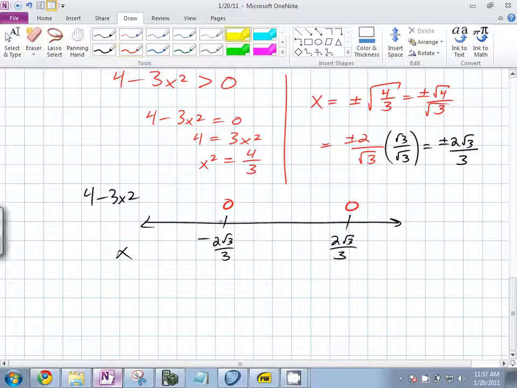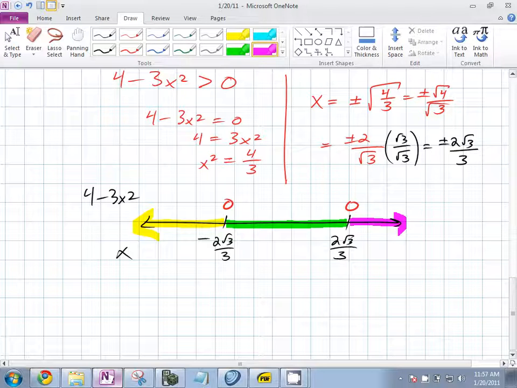That means that everything to the left has to be either all... If none of them can be 0, all of those values to the left either have to be all positive or all negative. Everything from here to here has to be all positive or negative, and everything from here to here has to be positive or negative. How do you figure out which regions are positive and which regions are negative? What do you do? It's pretty easy.